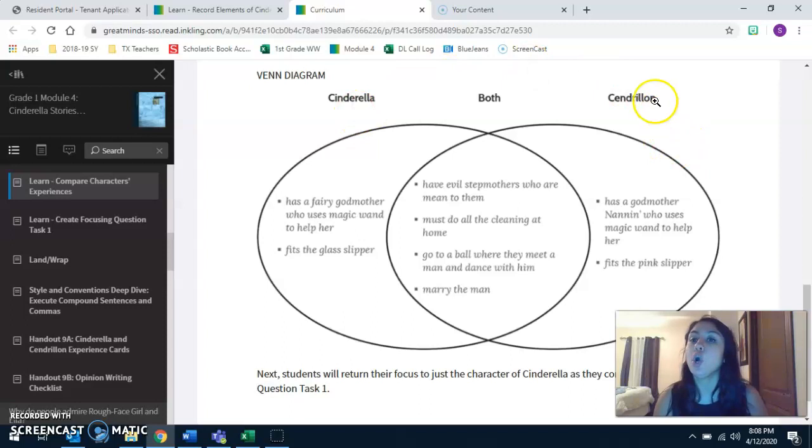Let's look at things that are only true for Cendrillon. She has a godmother Nanin who uses her magic wand to help her, and she fits the pink slipper. Those things are only true for Cendrillon. Now let's look at some things that are true for both of them. So they both have evil stepmothers who are mean to them. They both must do all the cleaning at home. And they both go to a ball where they meet a man and dance with him. They also both marry that man.